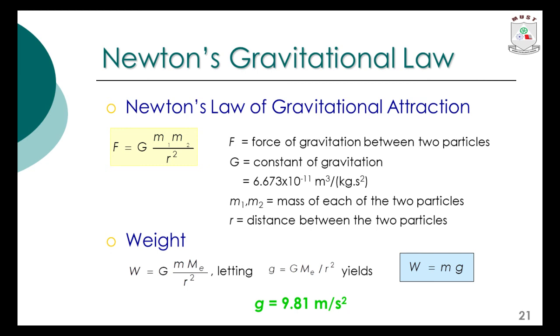So on earth, the weight can be recalculated if you write g, which is the gravitational acceleration on or near the surface of the earth, as equal to the gravitation constant times the mass of the earth, divided by the square of the distance between the body on the earth, let's say you yourself on the surface of the earth, and the center of the gravitational force, which is the inner core of the earth.